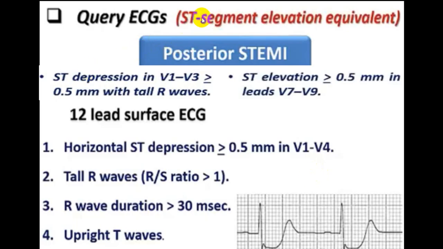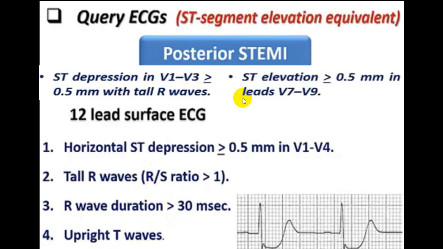So the ST elevation equivalents as far as posterior MI is concerned: horizontal ST depression in V1 to V4 of more than 1 small square, that is 0.5 millimeter, but we say more than 1 small square; a tall R wave where the R wave is taller than the S wave and R wave duration is more than 30 milliseconds; and an upright tall T wave. Mainly you see it in V1, V2, V3. Always suspect posterior wall MI.